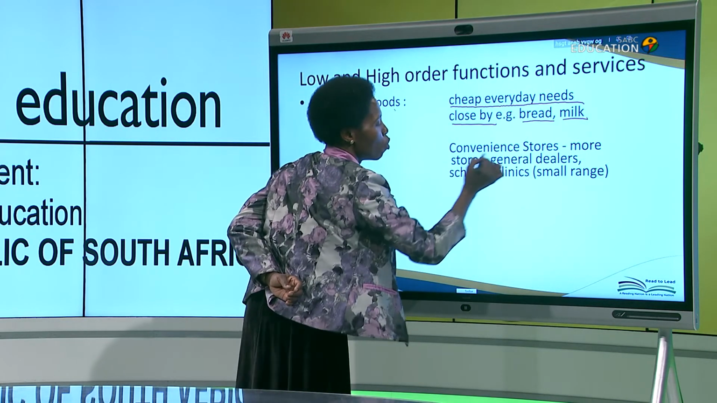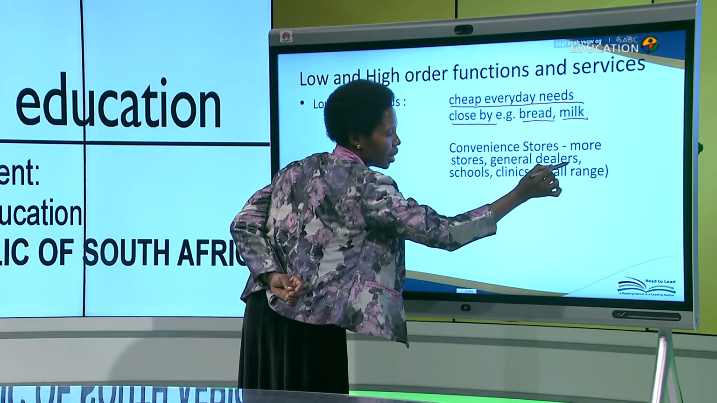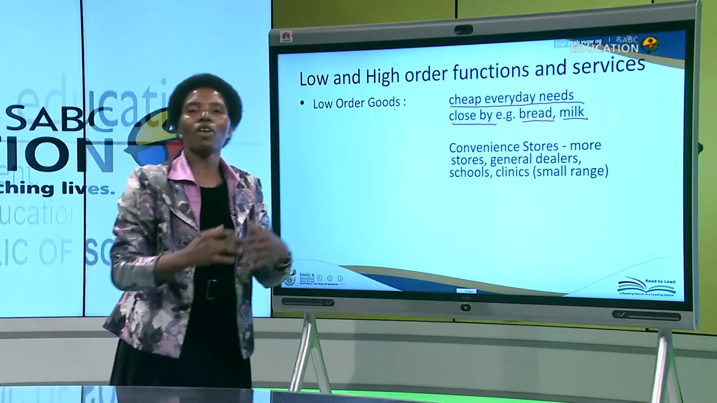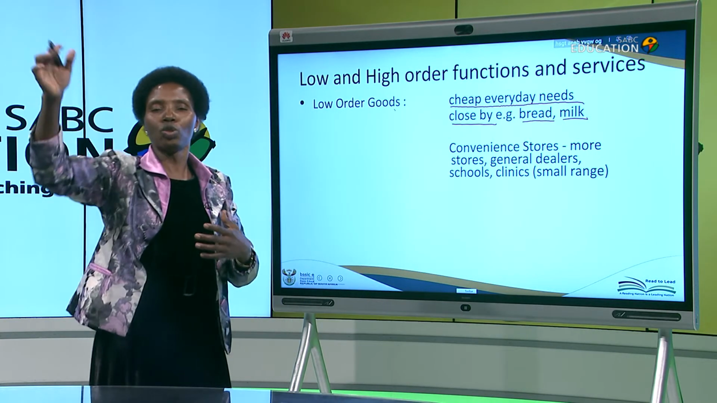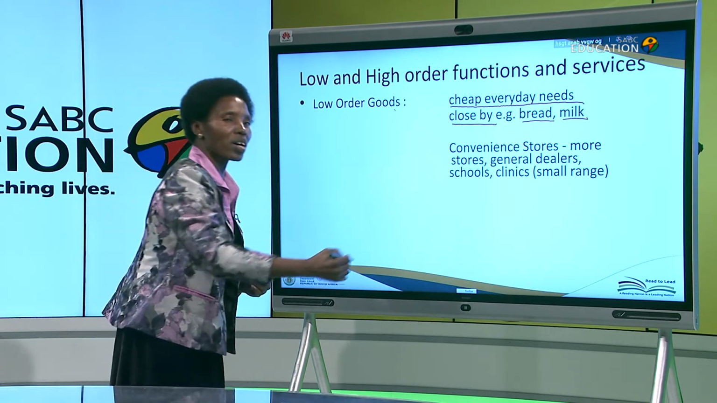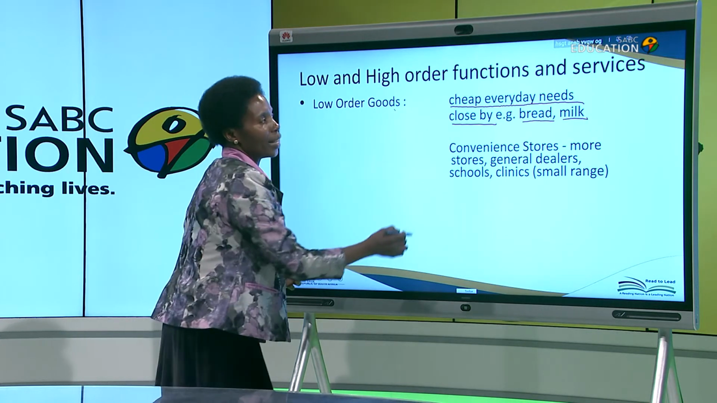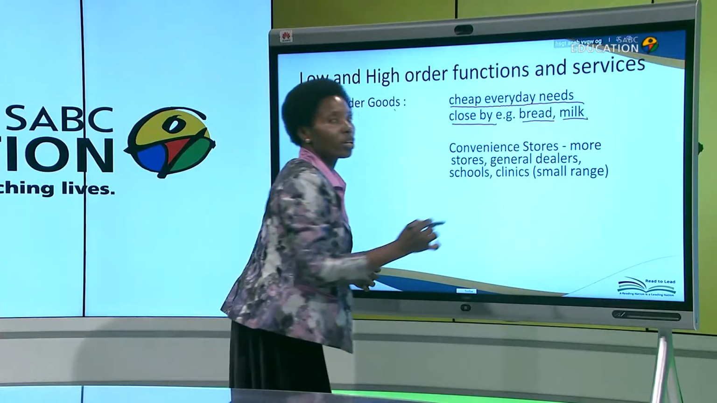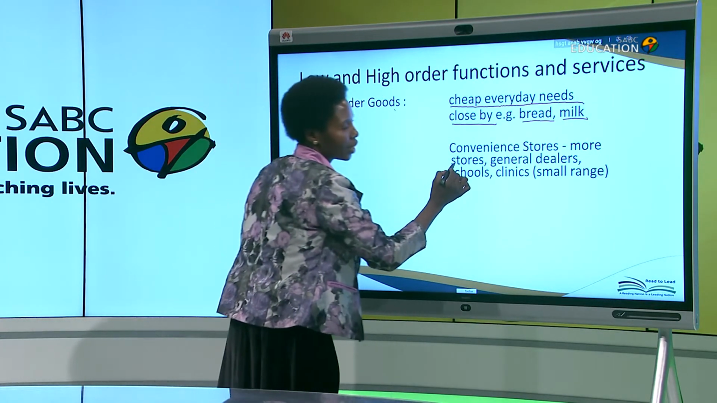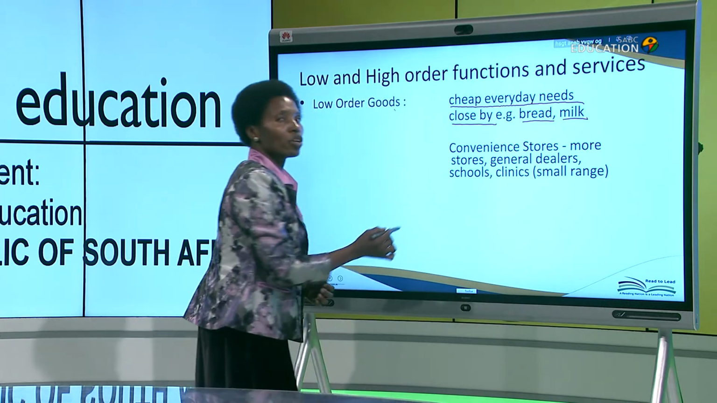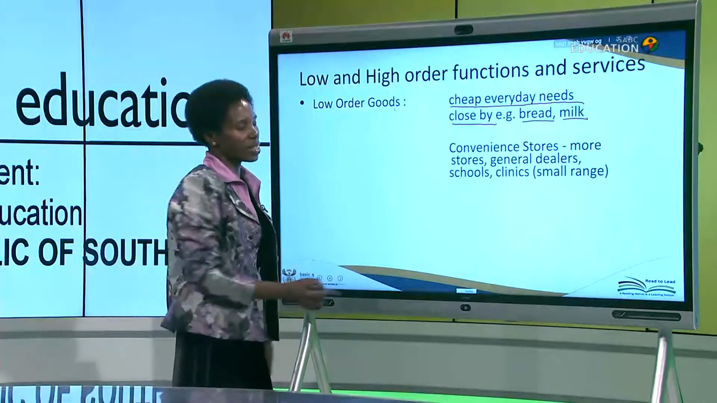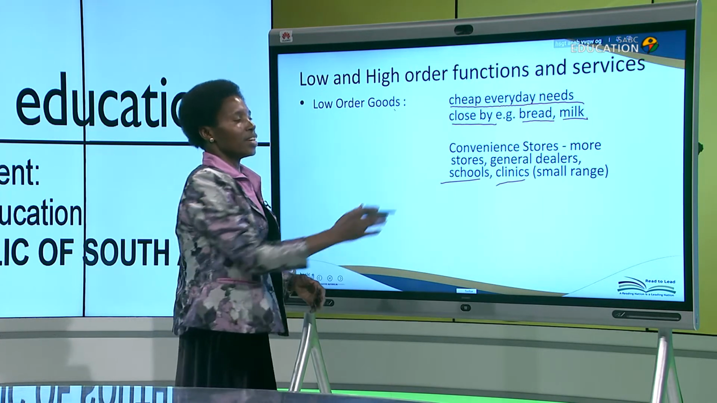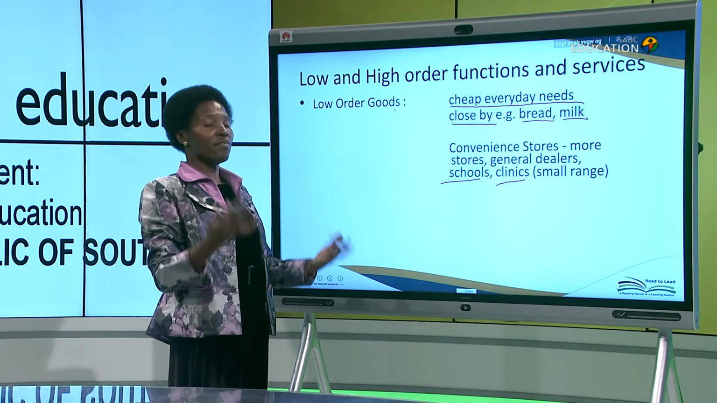Convenience stores, general dealers. Right now when we are having this COVID-19, we are not allowed to go very far to do our groceries, but we need to go to our spaza shop just nearby. So here is where we get these low order goods. We don't go very far in order for us to get what we need to utilize daily. And then we talk about services. When we talk about services, we talk about schools, we talk about clinics, it can be a police station. These ones, they are not far. They are close to where we are living each and every time.